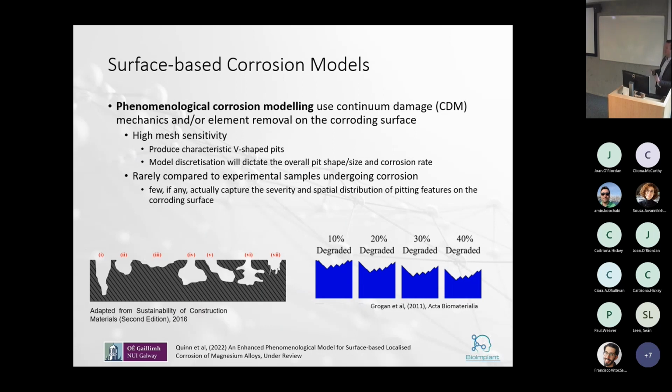These were good and could capture, say, certain features in terms of how mechanical strength might degrade over time, but they still had issues. The corrosion profiles that we produced tended to be V-shaped, so they tended to be quite simple, and they didn't really capture the true features that you see in the corrosion of real samples. And they also tended to be heavily mesh sensitive. So if you change your mesh for these structures, you can get a different corrosion profile.